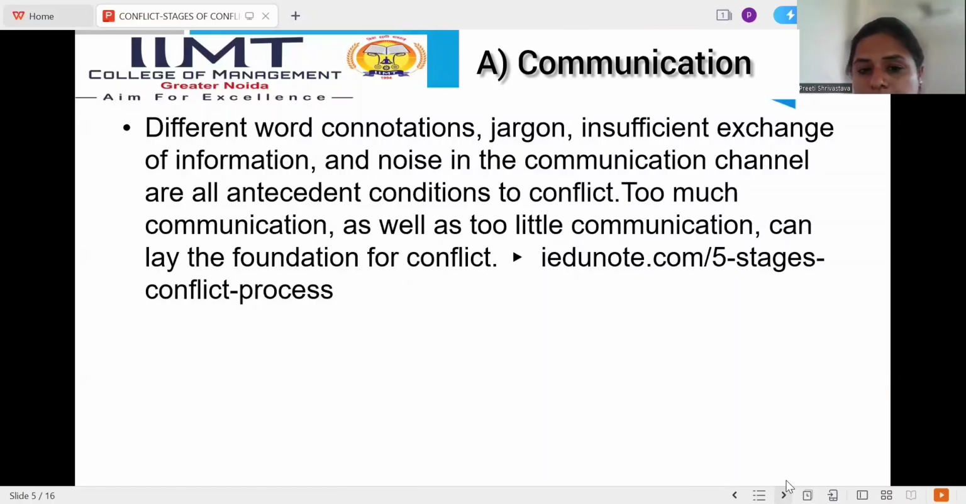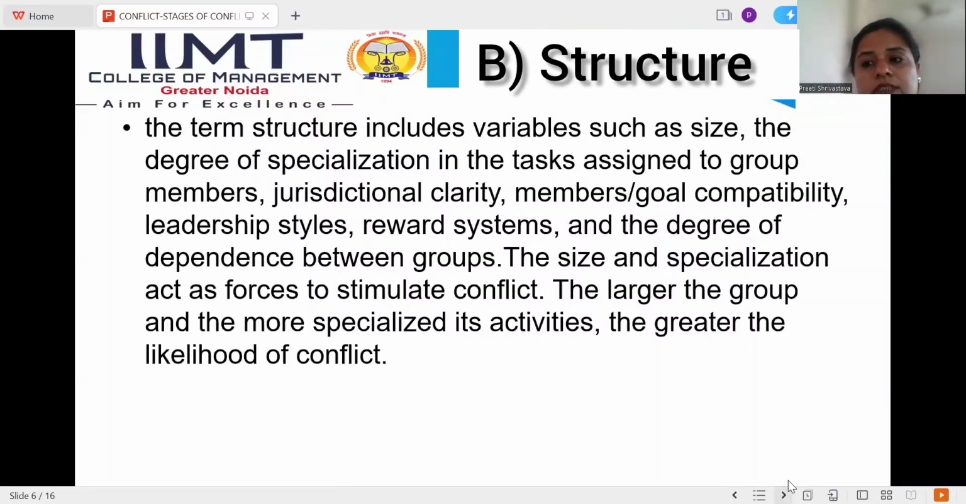Too much communication as well as too little communication can lay the foundation for the conflict. If we communicate so much, then also conflict arises. If we communicate very little, then also the conflict can arise. And another source for the arising of conflict is the noise, the background noise, or if we are using so many jargons, or the information which we are exchanging is not complete, then this is the reason for arising the conflict. The next is the structure.